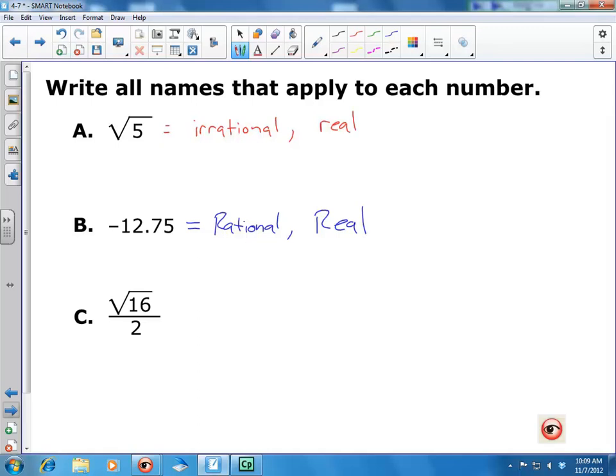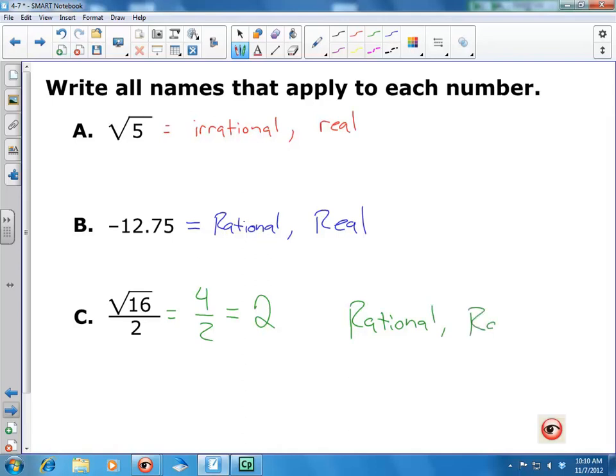All right, let's take a look at letter C. Letter C says the square root of 16 over 2. Well, what is the square root of 16? Yeah, so this would be like 4 over 2, which is the same thing as just 2. Okay, so what are all the names that would apply to this one? Yeah, it's going to definitely be rational. It definitely is going to be real.